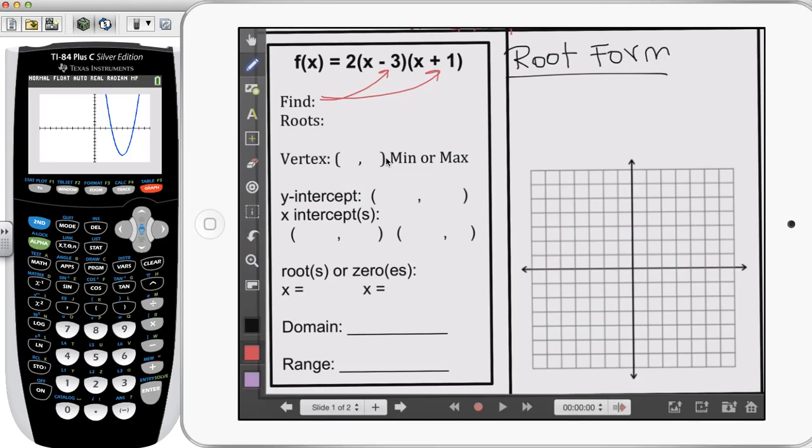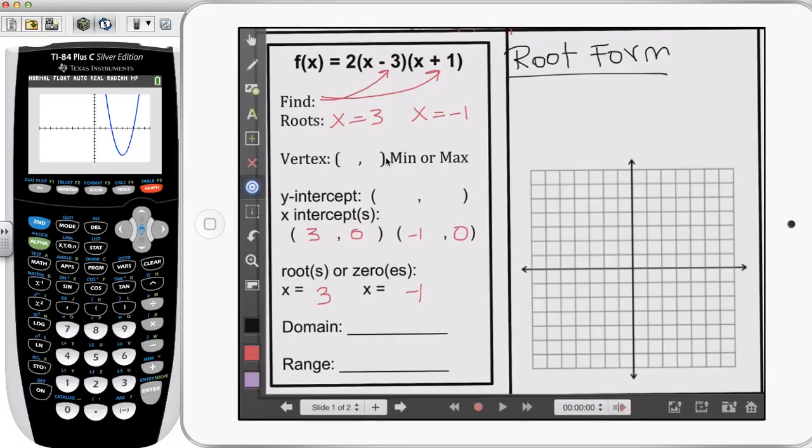So what are my roots then? My roots are going to be 3 and negative 1. You always take the opposite of what you have in the parentheses. So I know my roots are 3 and negative 1. Then I know my x-intercepts are going to be (3, 0) and (-1, 0), because when you say x-intercept, you mean you need the point. And that's the point where the graph crosses your x-axis. So always the y of the x-intercept is going to be 0.